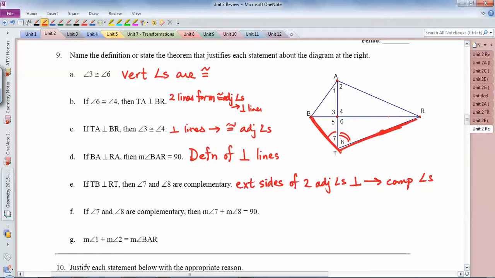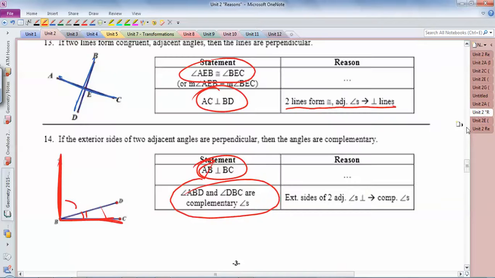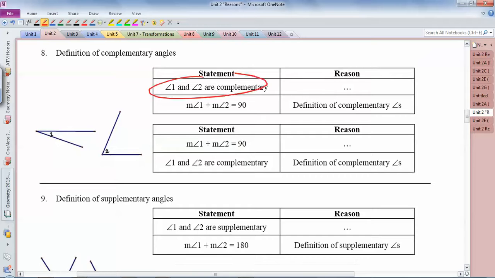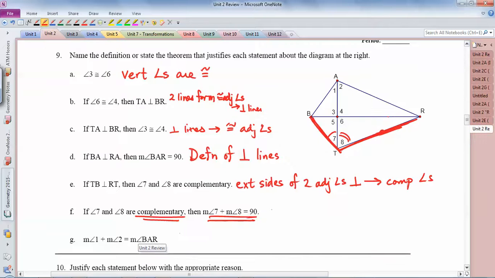Okay, F says if 7 and 8 are complementary, then they add up to 90. So hopefully this one is starting to stick. If two angles are complementary, then they add up to 90, because that's what complementary angles are, right? That's the definition of complementary angles, which you can find right here. Definition of complementary angles. And then the last one, 1 plus 2 equals BAR. That's just add two angles next to each other to get the big one. That's the angle addition postulate.